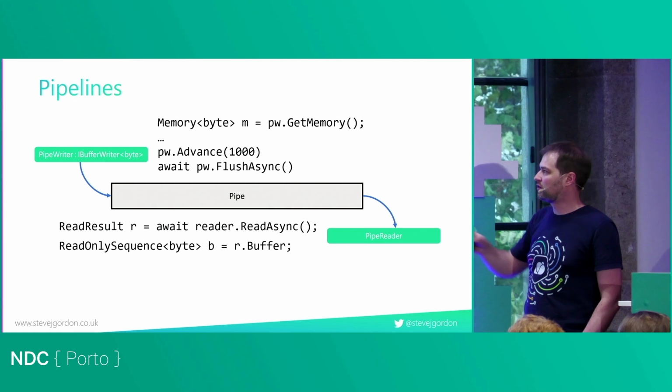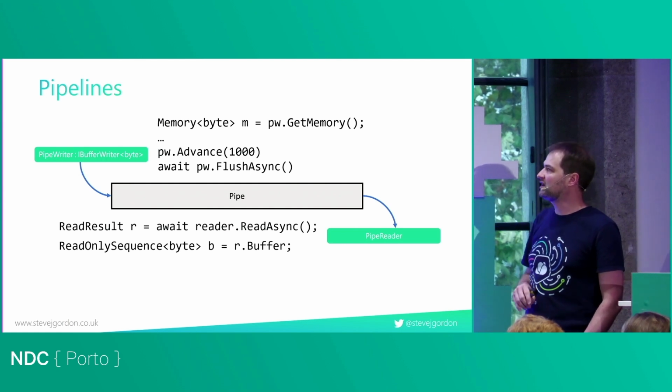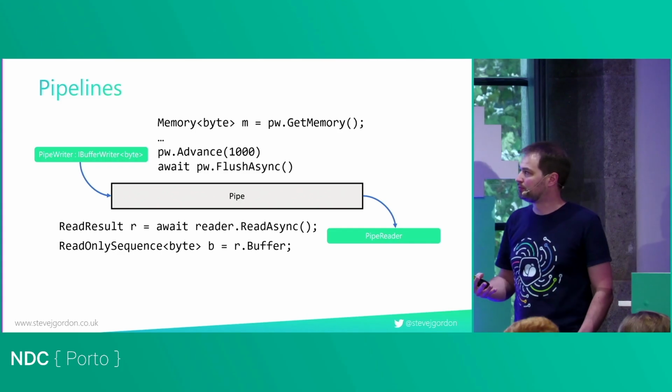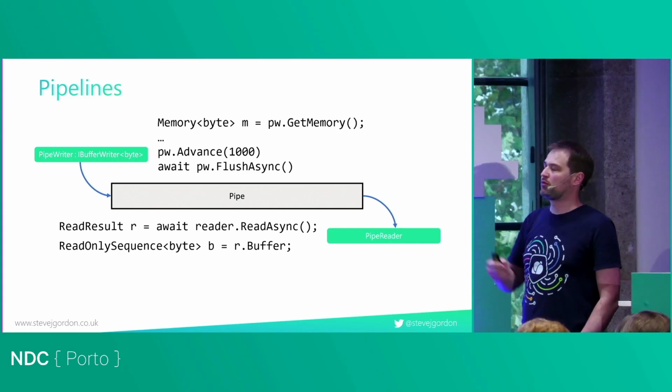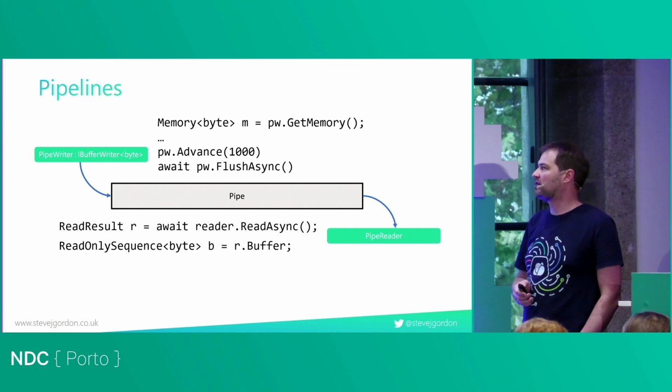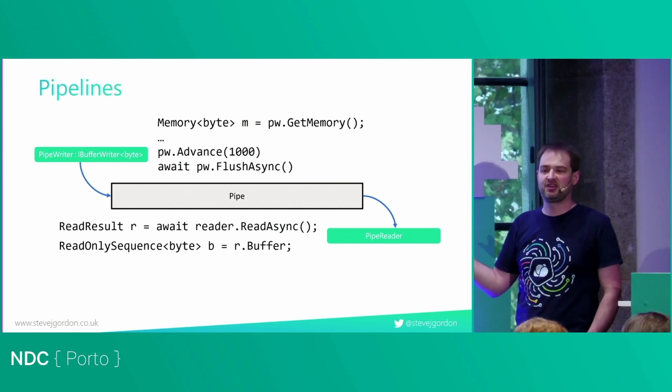As soon as you flush it, that awakens the reading end that will be sitting there waiting. On the reader, we called read async, and that will then just asynchronously await data being available from the pipe. So it's non-blocking, and eventually we get back a read result once some data's flushed in for us. We can access the buffer on that read result, which comes back as this read-only sequence of byte.